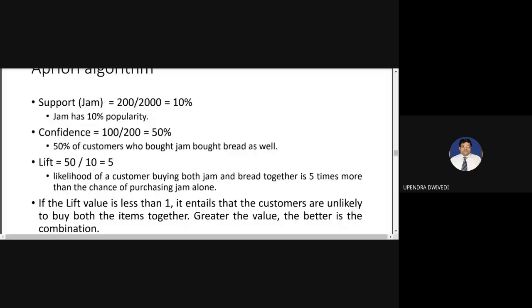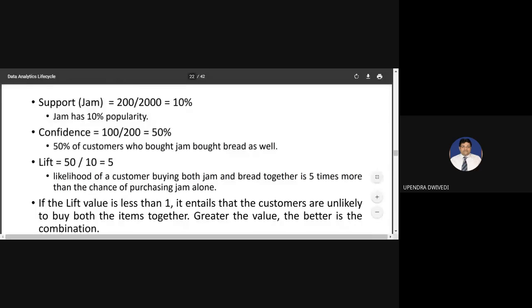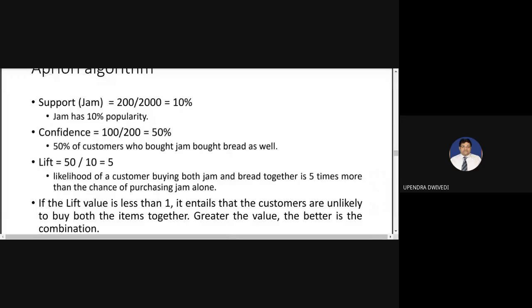Okay, I'm wrong somewhere. Support of jam is 200 divided by 2000. Okay, so 200 transactions containing the jam. We'll bifurcate the jam and bread item set when we calculate another thing. So these are the answers. Is it clear to everyone?